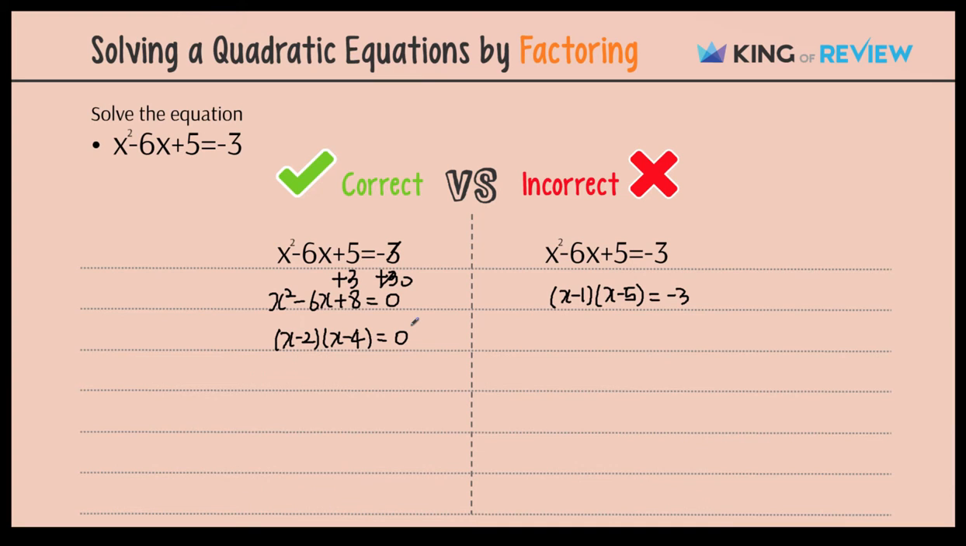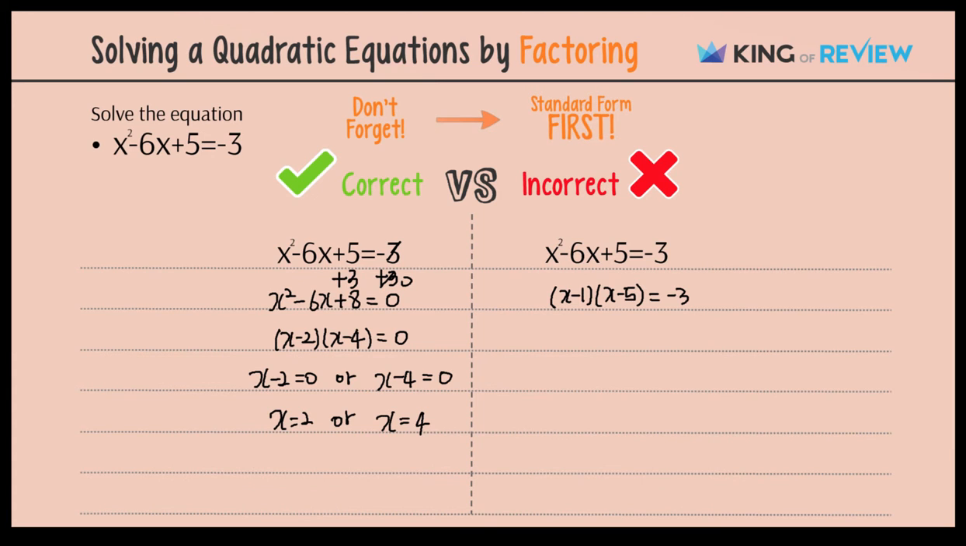Use the zero product property and set each factor equal to 0. So x minus 2 must equal 0, or x minus 4 must equal 0. And then solve these equations for x. Therefore, x equals 2 or x equals 4. Please don't forget to put the quadratic equation in standard form first. Let's take a look at one more example.